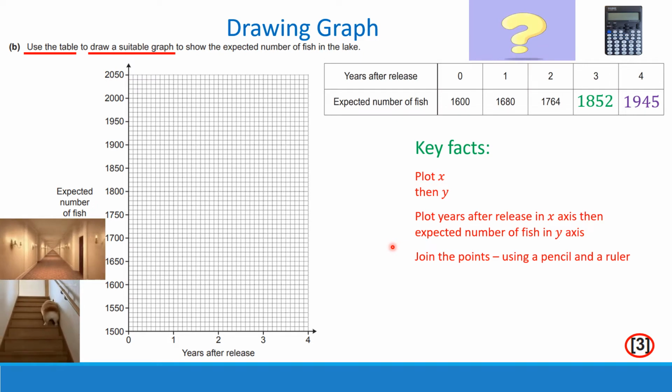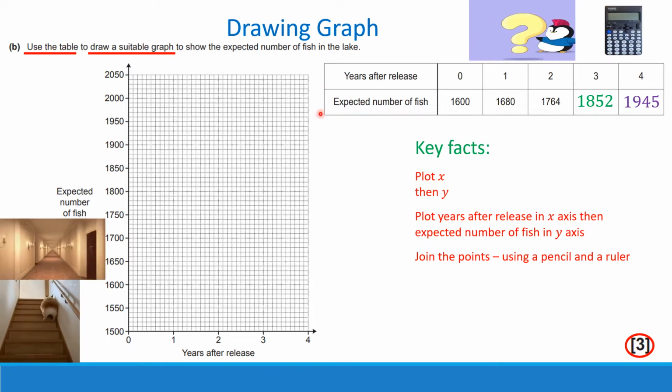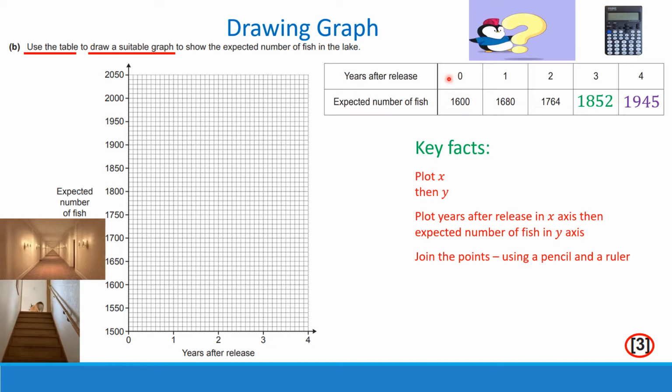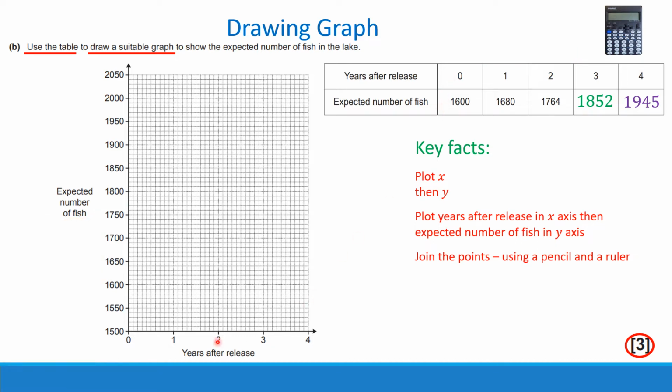Well done, guys. Hopefully you've managed to work out how to plot these points. You should have been looking at plotting the number of years after release against the expected number of fish. So to start with, we were plotting the coordinate 0 against 1,600. So across here we've got 0 years, and then we go up the stairs, so up 1,600 to this point here, and then we put a cross.